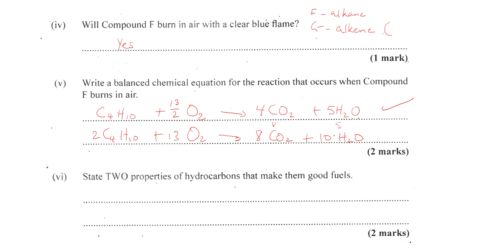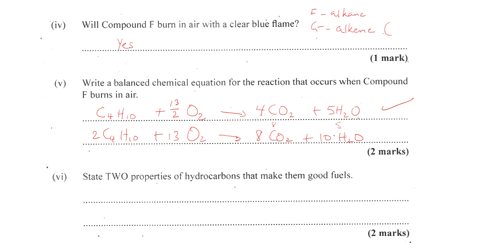Or if you want to get rid of the 13 over 2, we multiply every single term here by 2. So we end up with 2C4H10. 13 over 2 times 2 will give me 13. 4 2s are 8 and 5 2s are 10. Right? Whichever one you prefer.